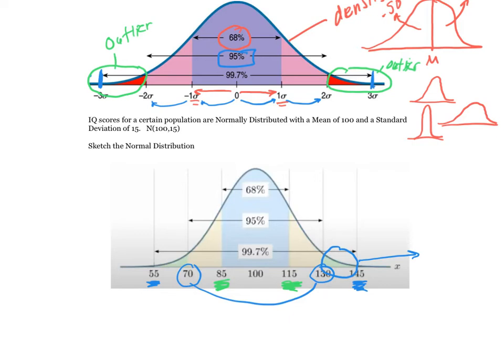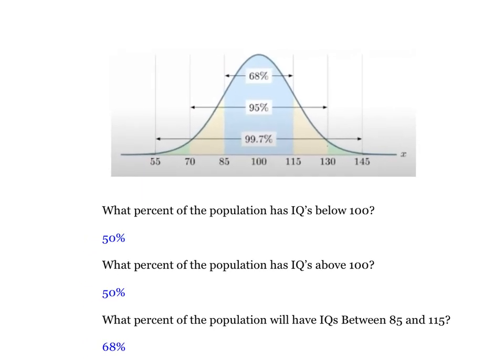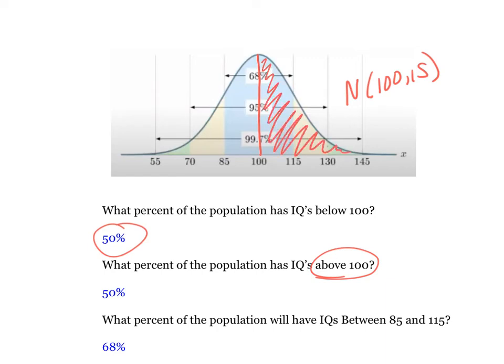But we can use this empirical rule then to answer questions about this distribution of IQs, which we'll do on the next page. So here's our picture of IQs. One question I could ask you is, what percent of the population has IQs below 100? And that's pretty easy because 100 is the mean. Half the distribution will be to the left of the mean and half will be to the right. So the second question, what percent has IQs above 100? That's 50% also.